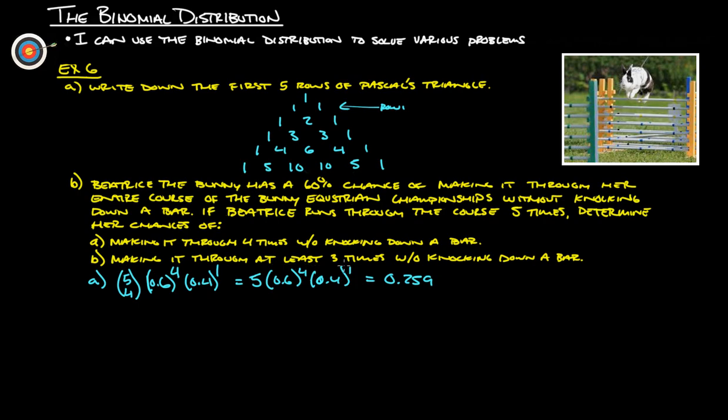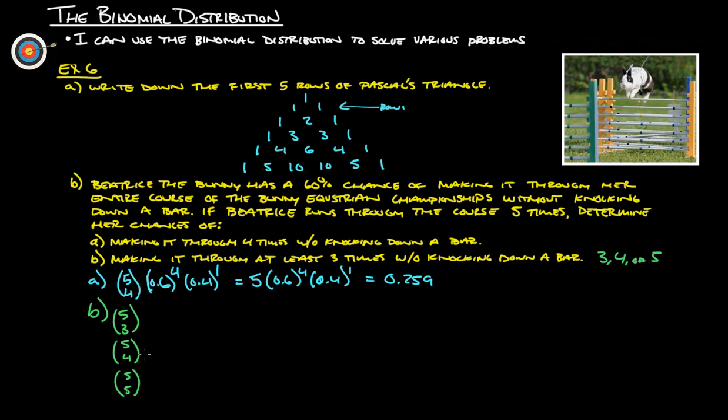Okay, making it through at least 3 times without knocking down a bar. So at least 3 times. This is where it gets a little bit more tricky. And I know you're like going, more tricky than this? You're going to be all right. So let's try this B here in a different color. Really what this means is we're going to be successful if it makes it through 3 times, 4 times, or 5 times. So we've got to do 5 trials with 3 successful, 5 trials with 4 successful, and 5 trials with 5 successful. And we've got to figure out all these.